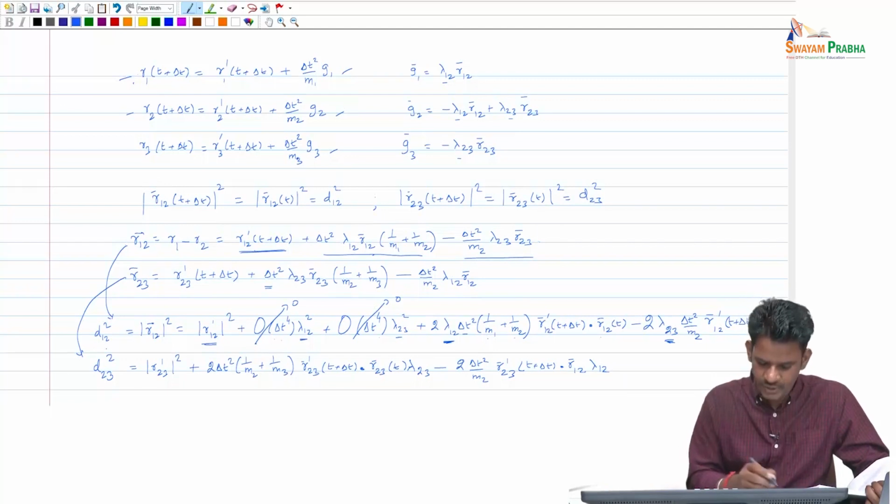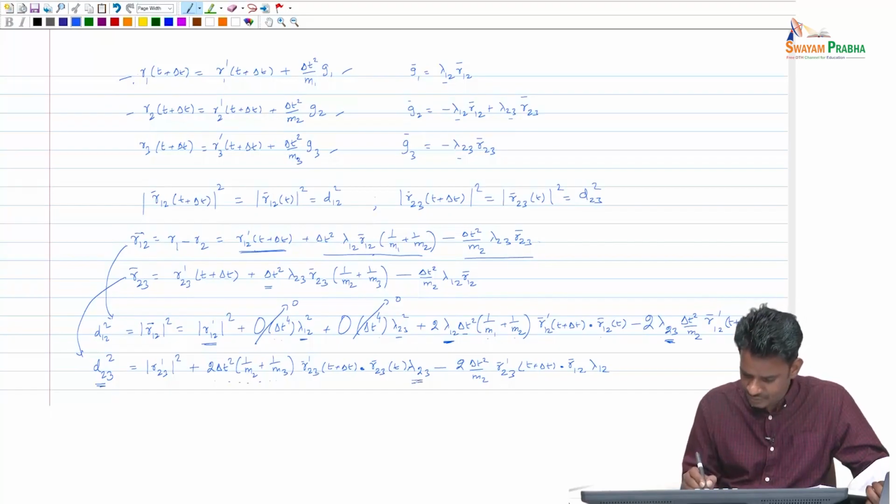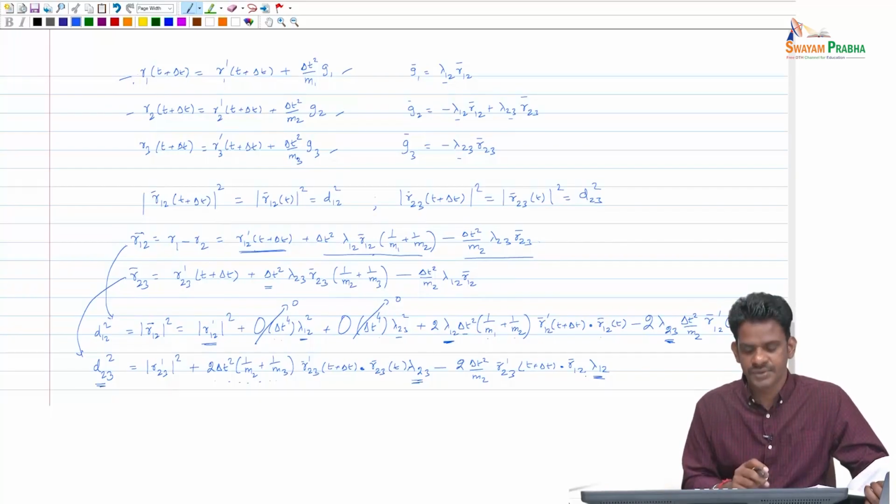So, if you see, basically you have 2 equations. In this equation also we know all the terms, the only thing we do not know is these constants lambda 12 and lambda 23. So, essentially you have 2 equations and 2 unknowns, and you can solve these equations for lambda 12 and lambda 23.